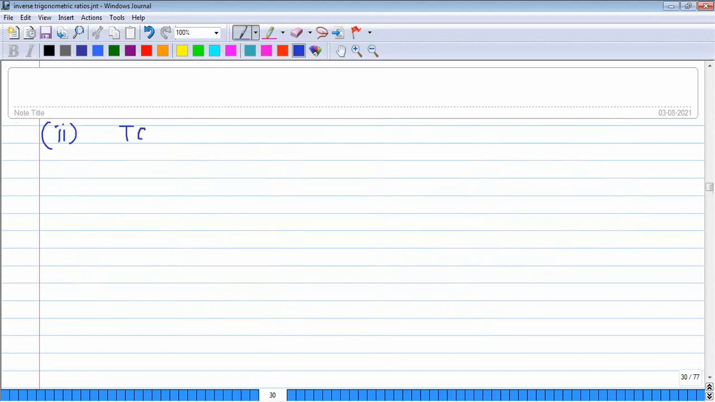Tan inverse of secant x plus tan x. So express secant x in terms of cos x, express tan x in terms of sin x and cos x. Then simplify. You will get the answer.